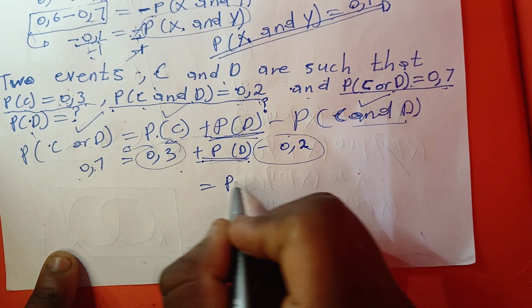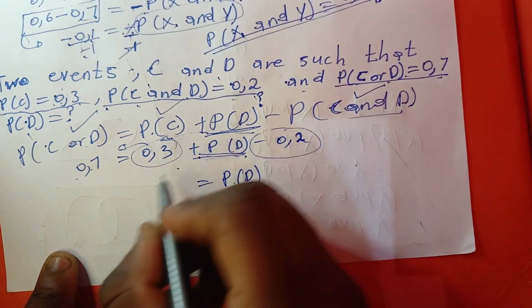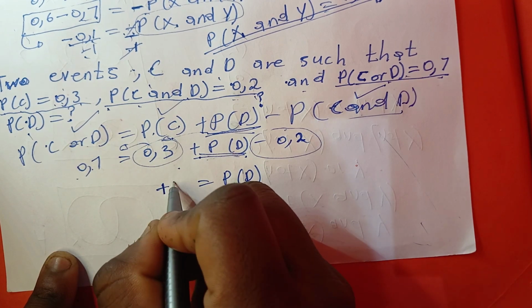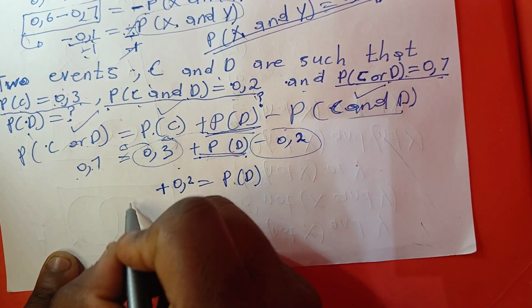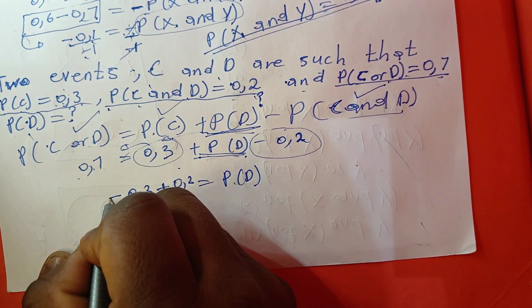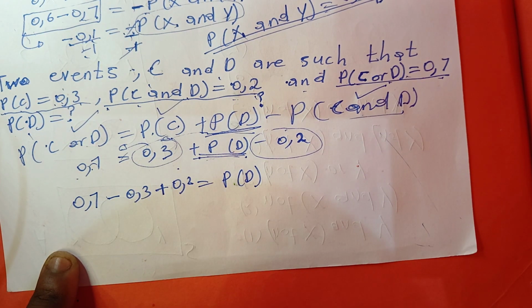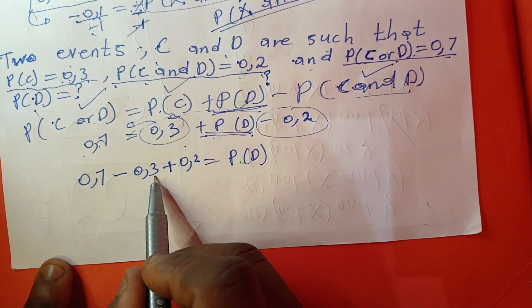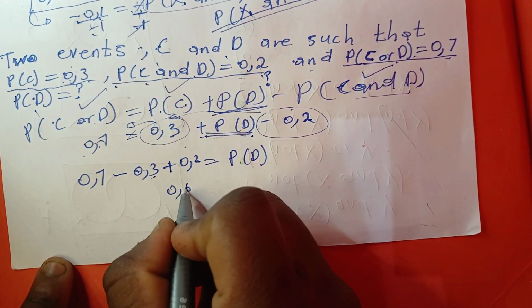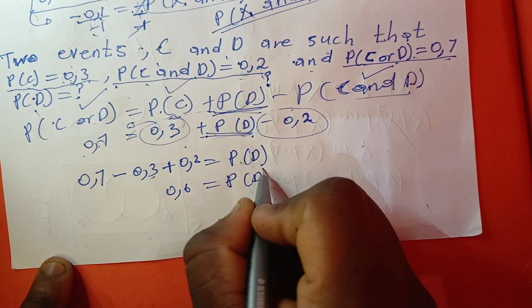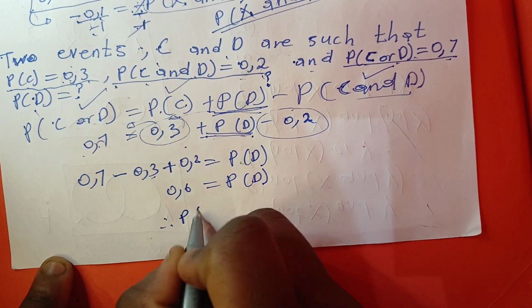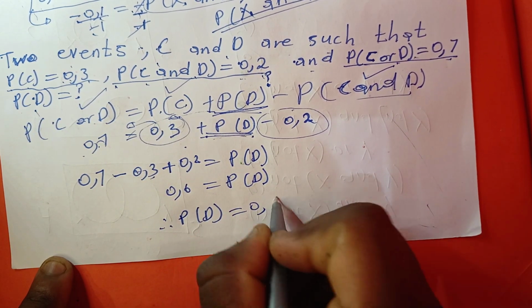So this thing will be alone here. Take that thing to the other side, change sign, 0.2. This one changes sign, becomes minus. This one is still there. You see? And now when you punch this on the calculator, you will find out you got 0.6 P(D). Therefore our P(D) is 0.6.